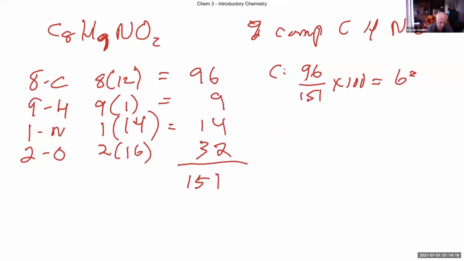63.5, and it's a continual 5. It's 0.5761589 and so on. So round to about 3 significant digits. We're roughly at 63.6. Is that what you got? Yeah.